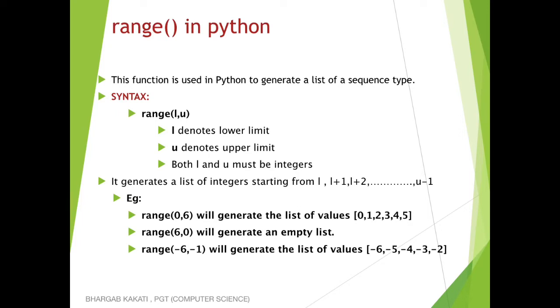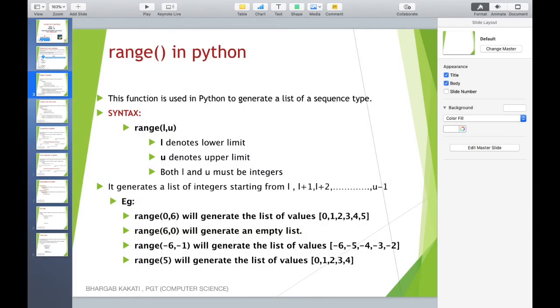If I write range minus 6, minus 1, this is also possible. What will be the set of values in this case? The values will be minus 6, minus 5, minus 4, minus 3 and minus 2. If I write range 5, it will generate the values 0, 1, 2, 3 and 4. Now let's go and try to implement it in Python.